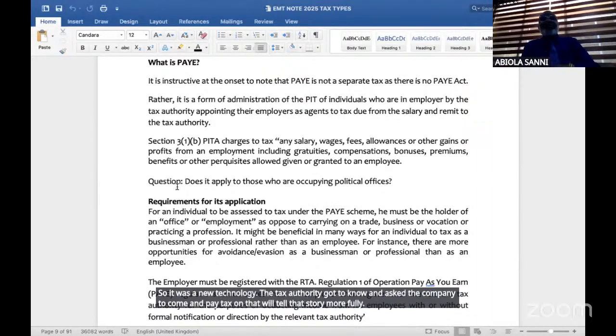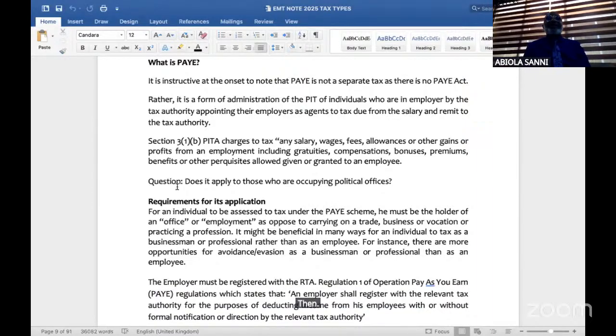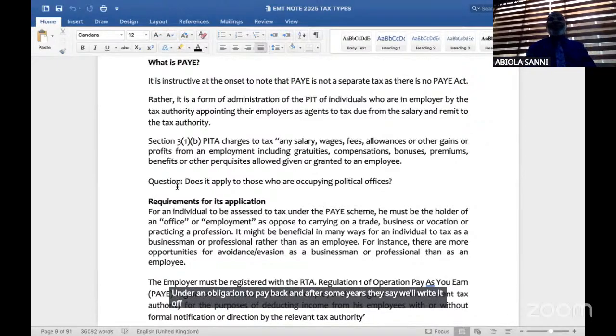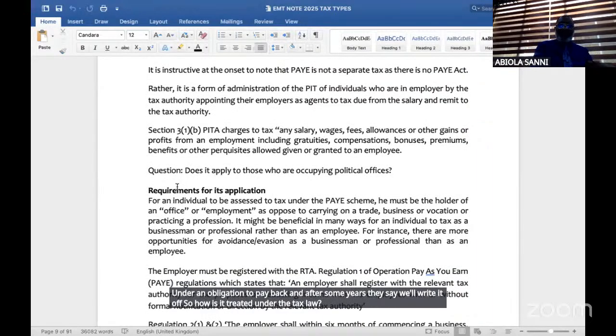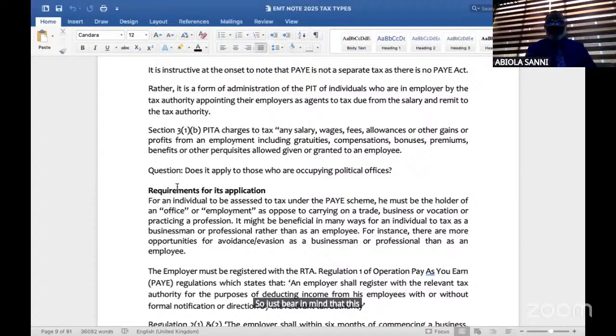Then the company gave house loans to some employees under an obligation to pay back. And after some years, they say, oh, we'll write it off. So how is it treated under the tax law? Just bear in mind that this is very, very wide.